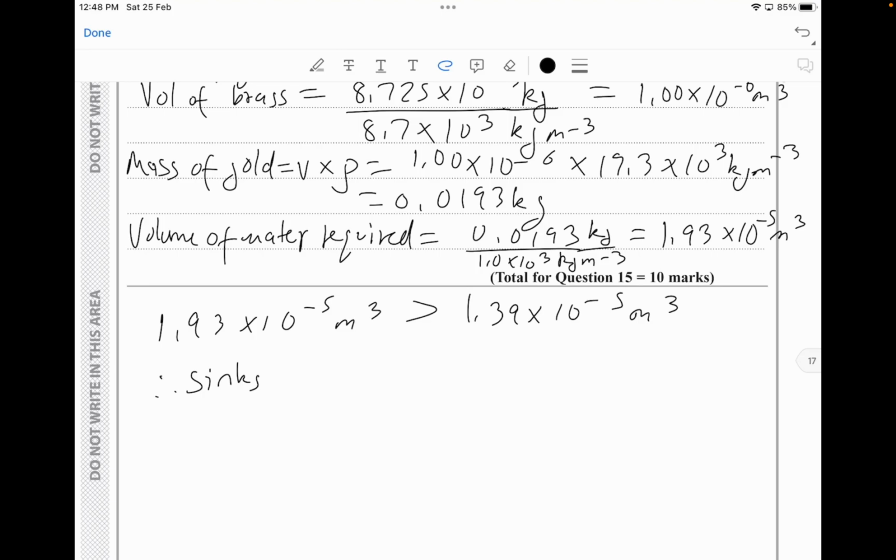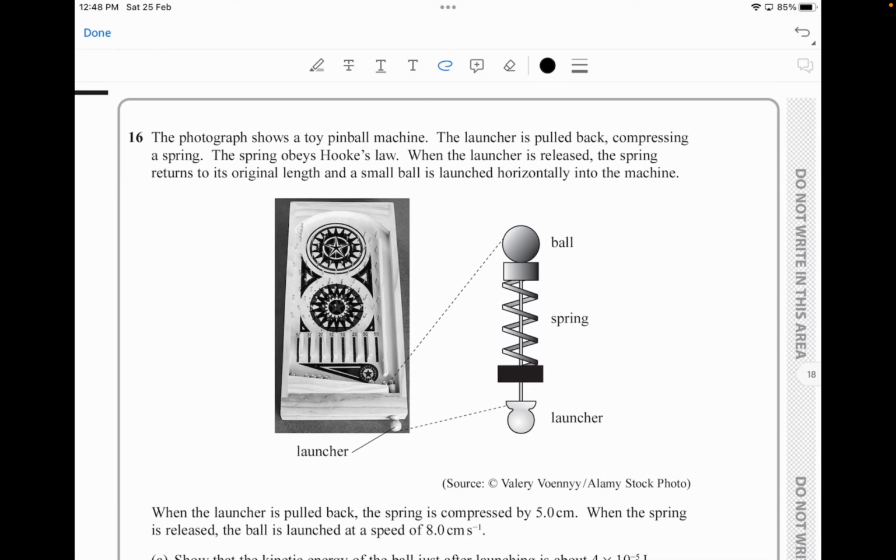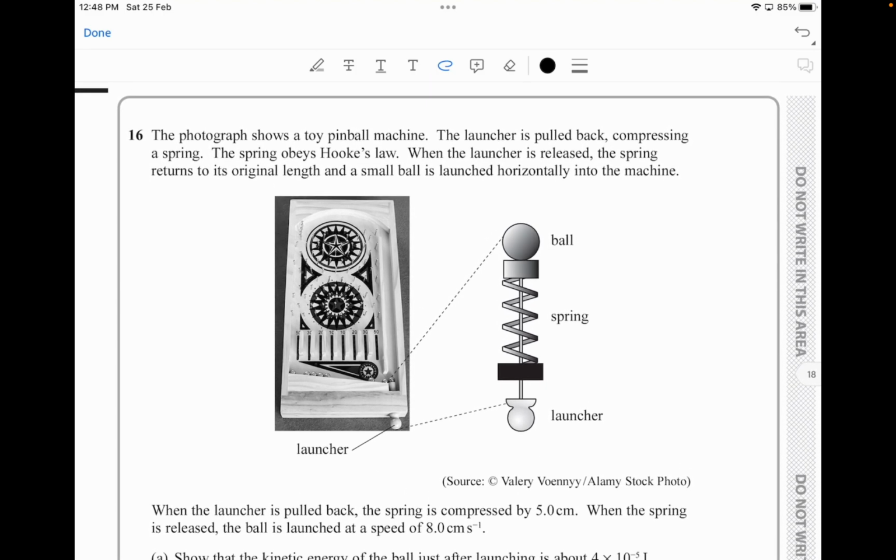Now, this is something that you can answer for about 4 marks. So let's move on to the next question. The next question, question 16: the photograph shows a toy pinball machine.